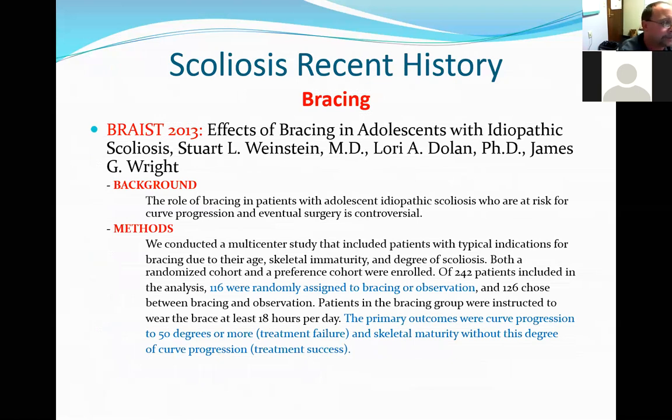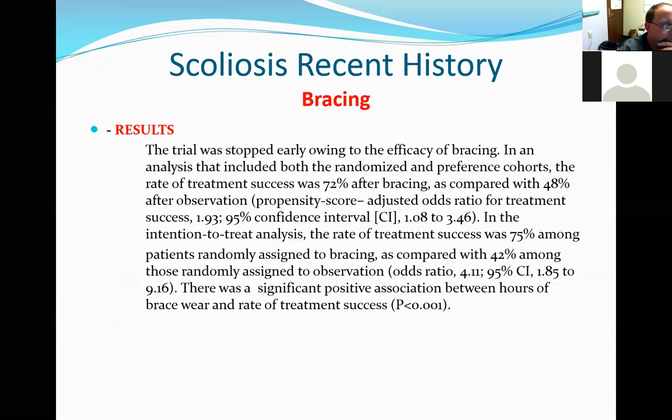Dr. Nixon touched on the brace study, so I probably won't go into a whole lot of this. I'm just going to go into what the results were, and that is the trial was stopped early, same thing that Dr. Nixon said, due to the efficacy of the bracing. An analysis that included both the randomized and preference cohorts. The rate of treatment success was 72% after bracing as compared with 48% after observation.